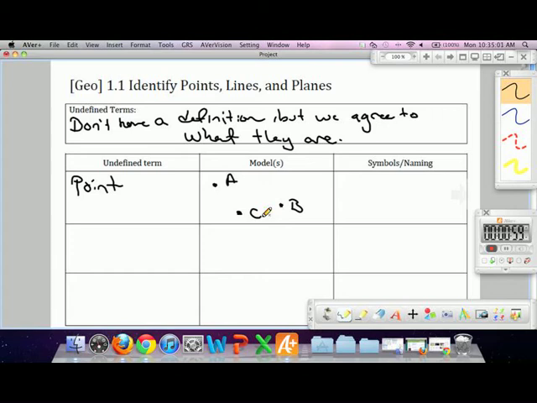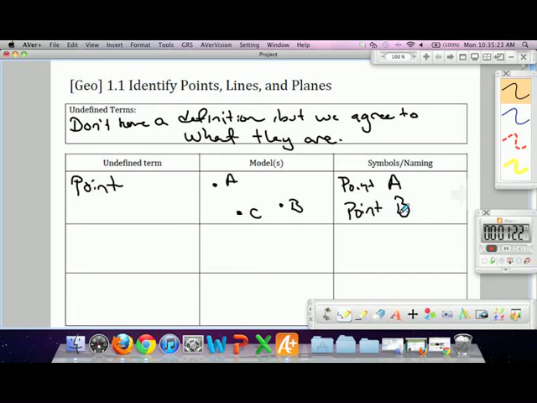And we'll name them in words with point A or point B. There's not really a symbol for point. It's just the word point. Okay.